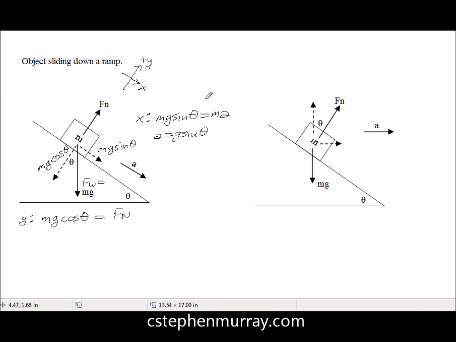And if you remember your trigonometry, the sine of 0 degrees is 0, so let's write this at 0 degrees, then a equals 0, because the sine of 0 degrees is 0. And at 90 degrees, sine 90 degrees equals 1. So a equals g, and it's just in free fall. No big deal there. All right.